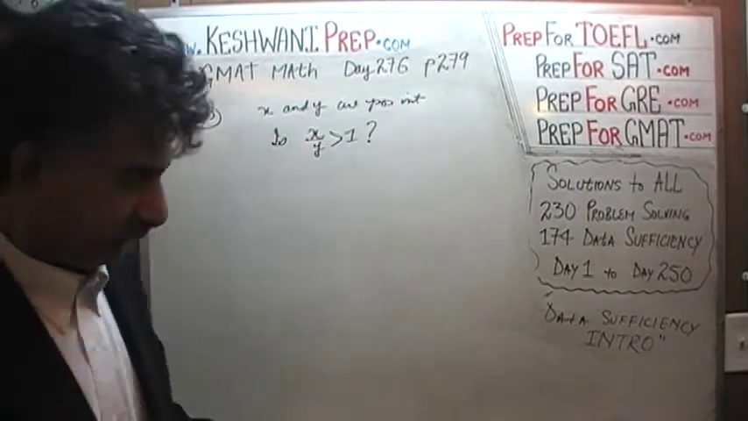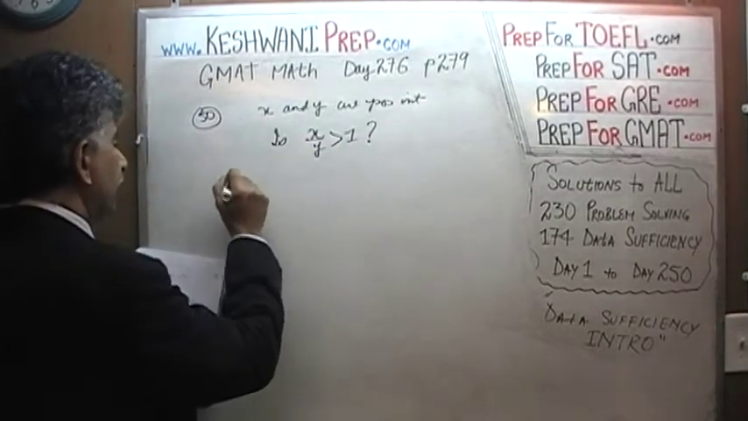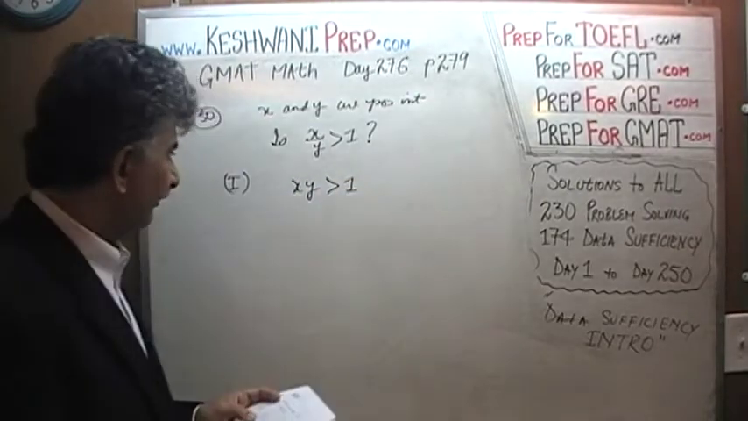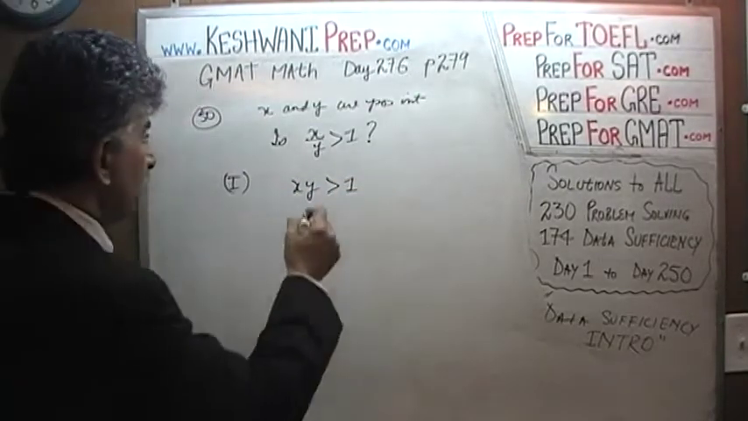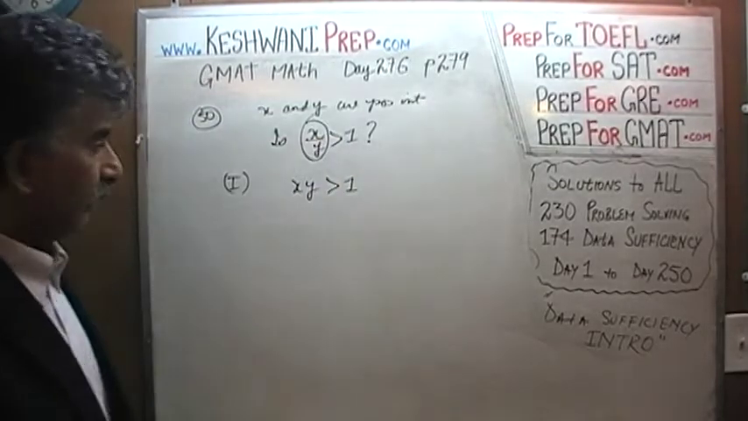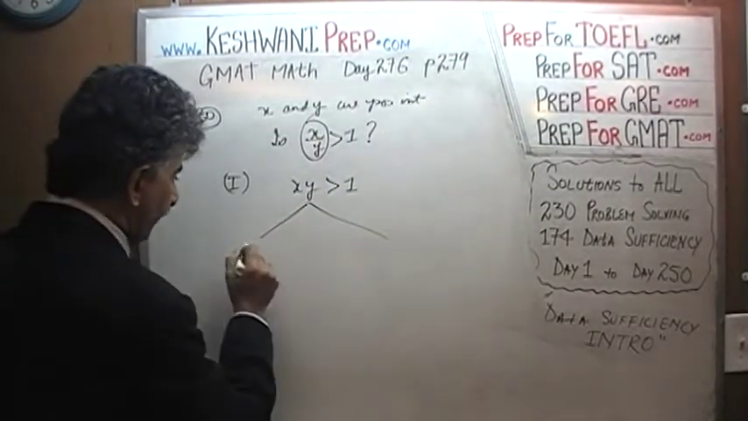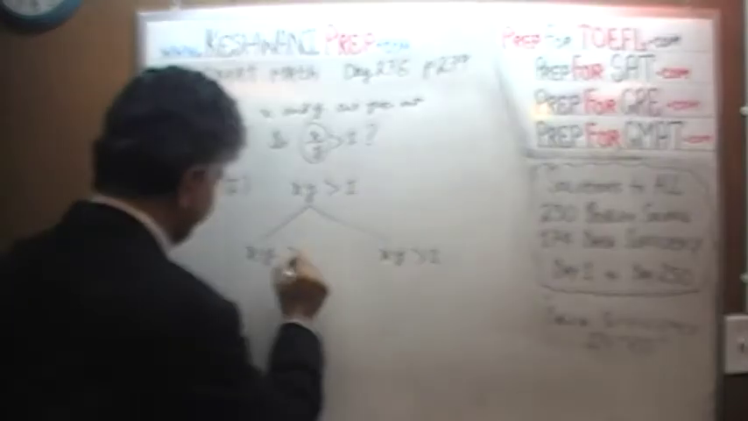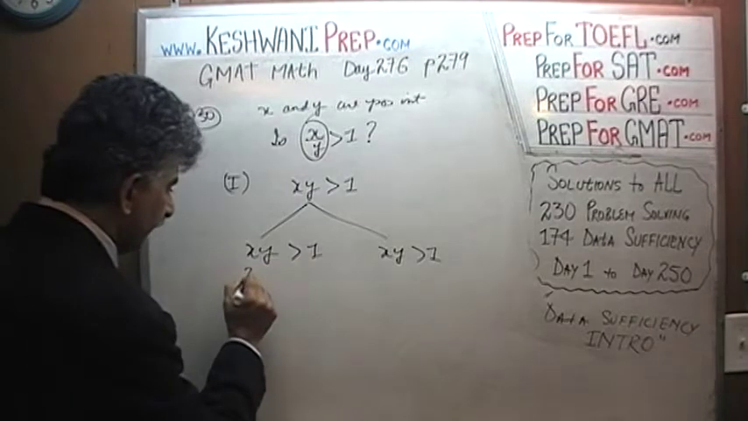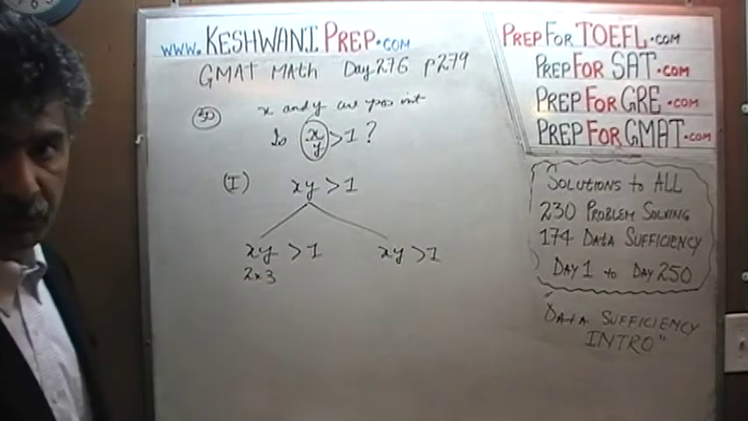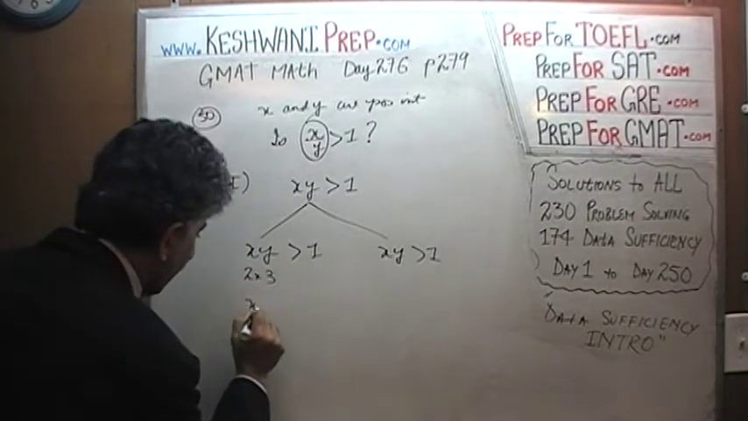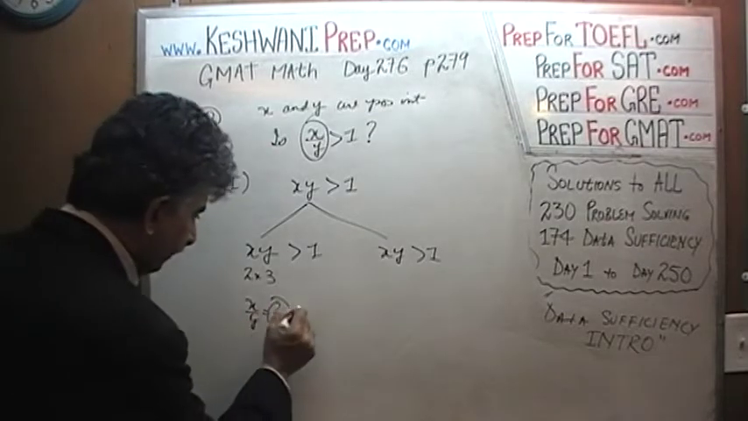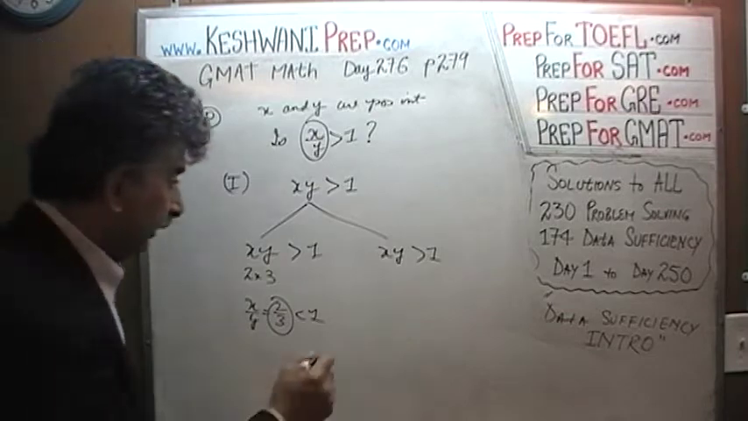Let's see what they tell us in the first statement, shall we? In the first statement they tell us that x times y is more than 1. Well, if x times y is more than 1, is that going to tell us if this quantity is more than 1? Let's find out. Maybe it is 2 times 3. 2 times 3 is more than 1, in which case x over y would be 2 over 3. And in that case, it's going to be less than 1. Or maybe it is 3 times 2.